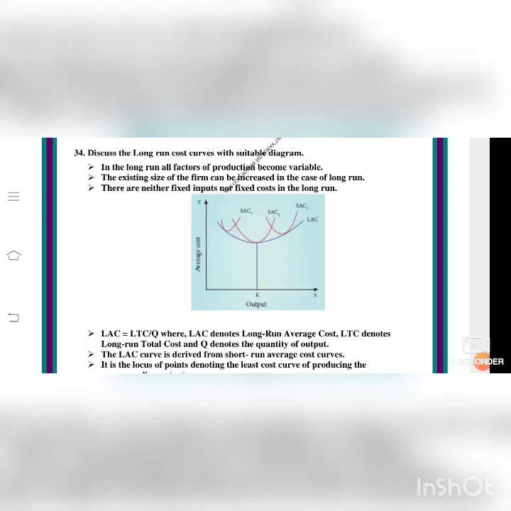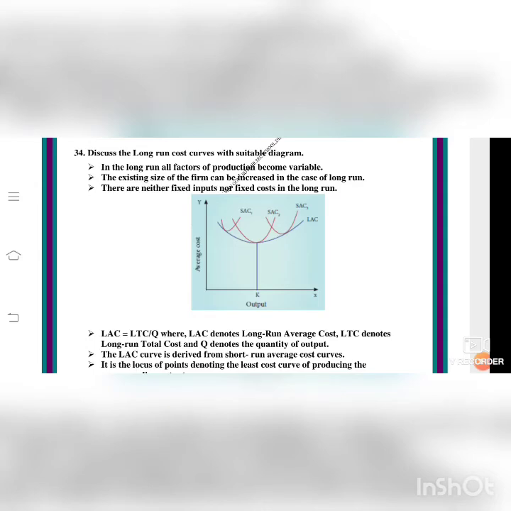The existing size of the firm can be increased in the case of long run. They would have started in the short run, but the production is going very long. What will happen? The existing size of the firm can be changed in the long run. If a producer is starting a small business, if it is extending due to the profit to a long run, the changes will come. The variability will come. There are neither fixed inputs nor fixed cost in the long run.